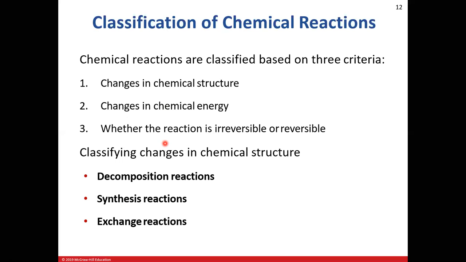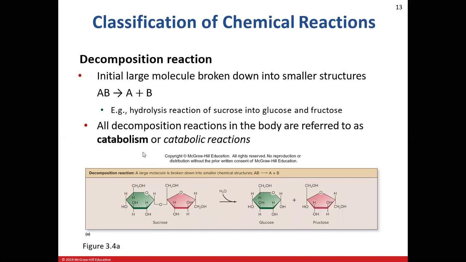So we have a decomposition reaction, which basically breaks things down, a synthesis reaction, which puts things together, and an exchange reaction, where we have one section that exchanges with another section. So if we look at a decomposition reaction, we have an initial large molecule that actually gets broken down into smaller structures. So again, here's our reactant, which is AB. This yields arrow indicates that we're moving in this direction, which gives us A plus B.